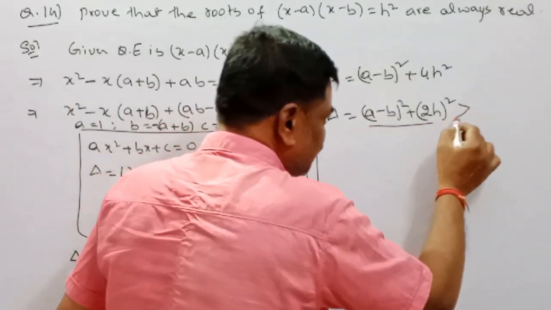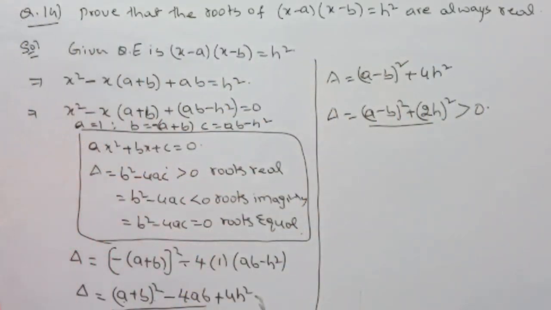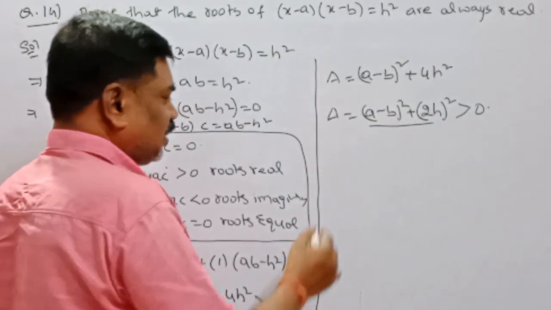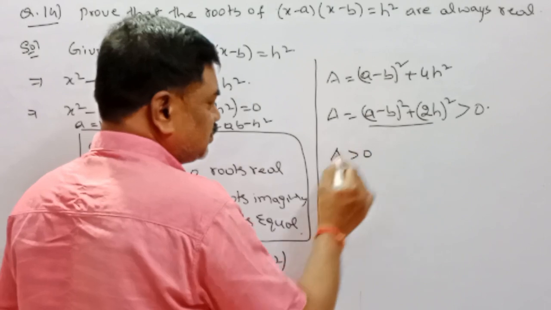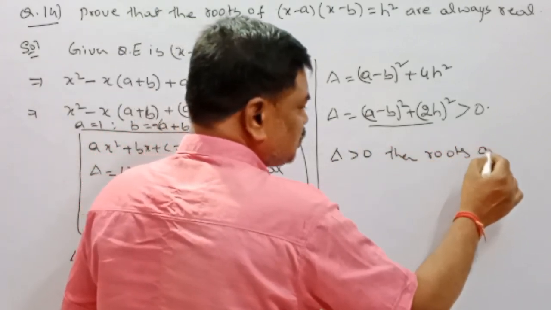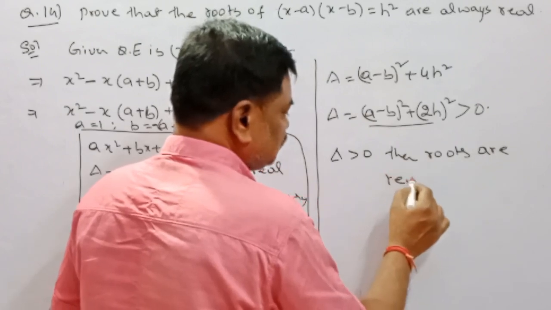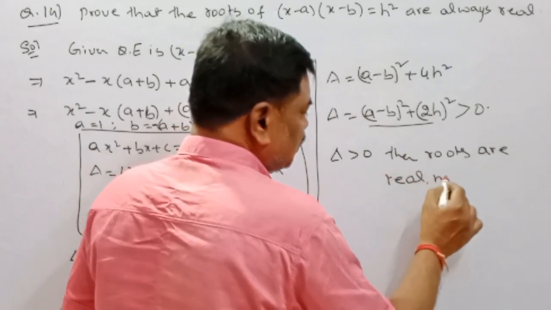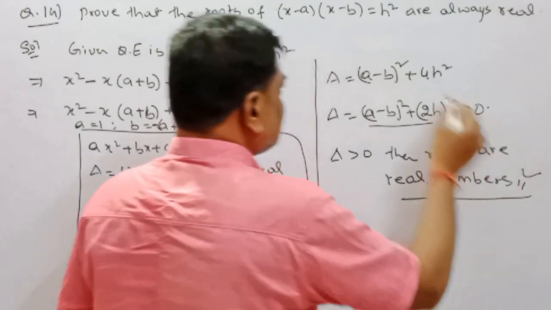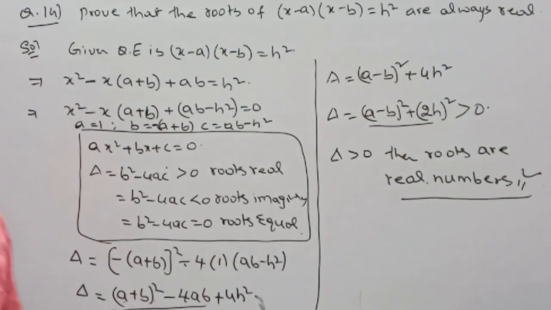This is always greater than 0. Then we say delta is greater than 0, so the roots are real. That's all. The roots are always real numbers.